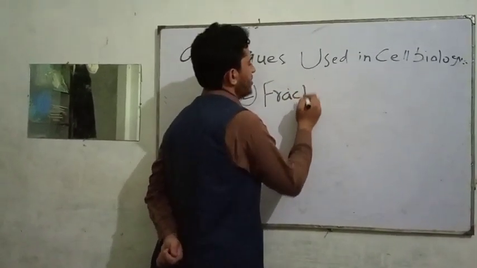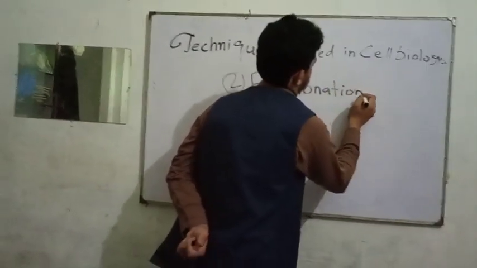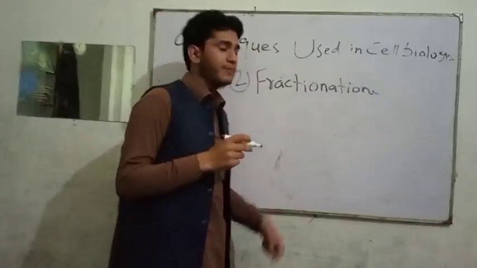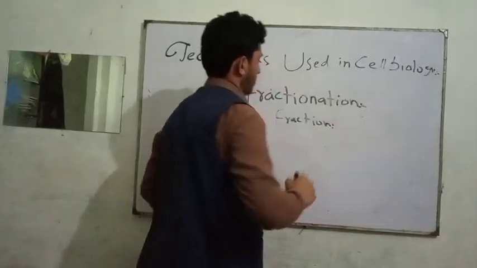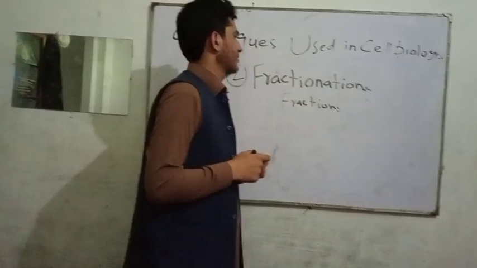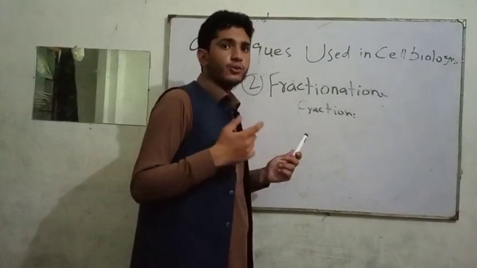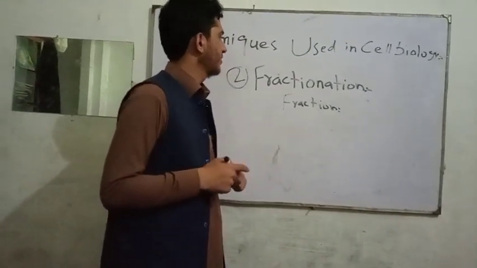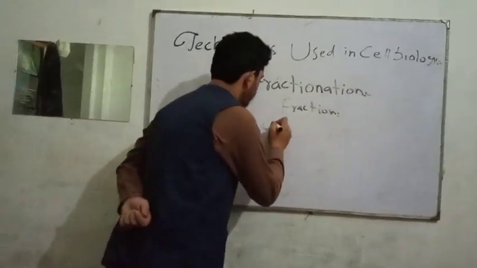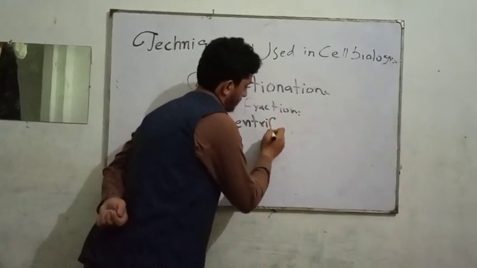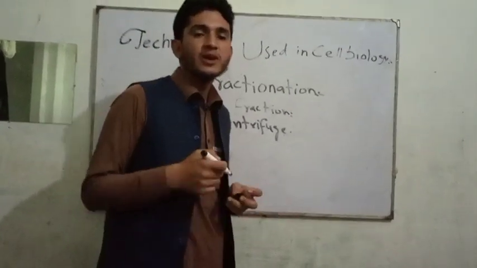Fractionation is the second technique used in cytology. Fractionation is taken from the word fraction. Fraction means parts, and dividing something into parts is called fractionation. But in biology, when cells are divided into different parts, this process is called fractionation. And when this fractionation is done with the help of a centrifuge machine, then this process is called centrifugation.